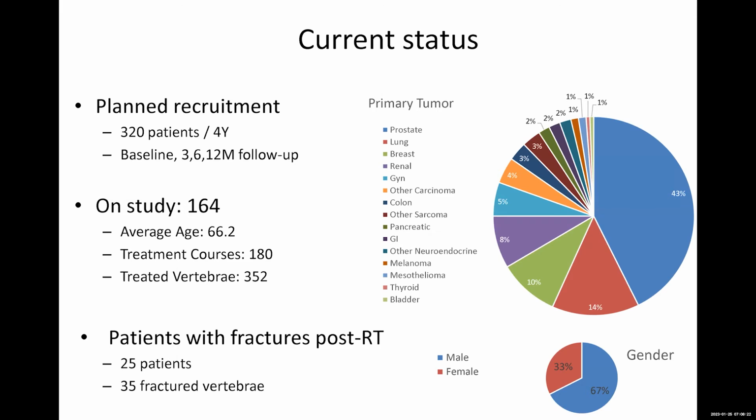Okay, so this is just a brief indication of where we are. We hope to enroll about 320 patients. We currently have 164 patients with a wide variety of cancers. 25 of our patients already fractured. Actually, it's 30 patients by now, and we have about 45 fractures in this study.